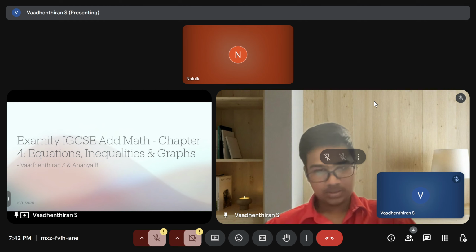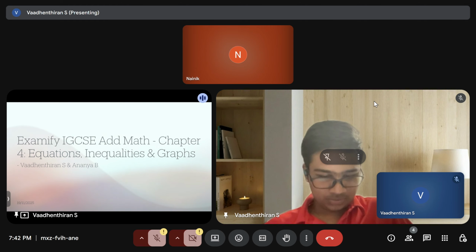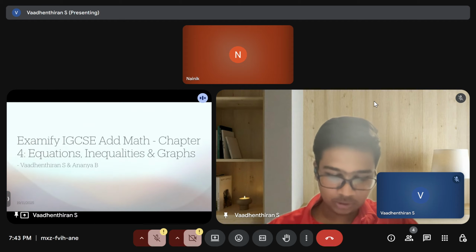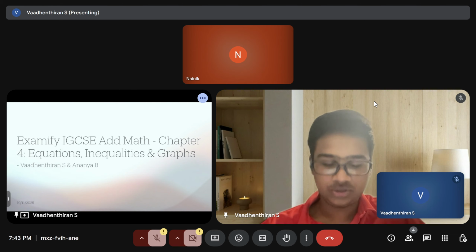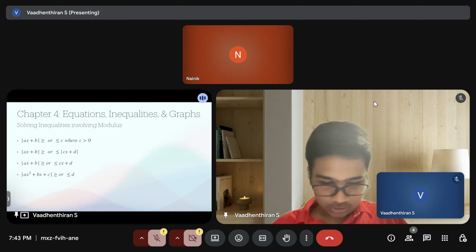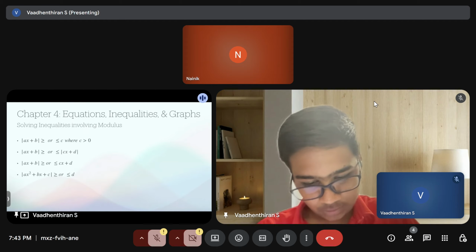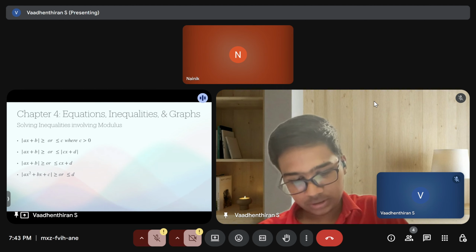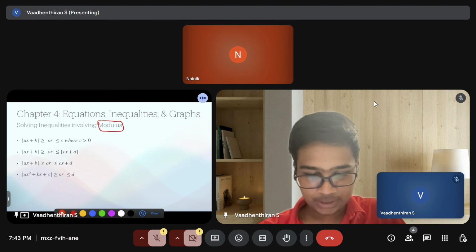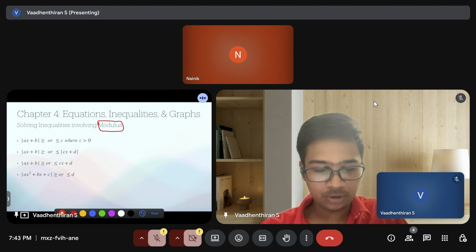Let's start then. We will be covering equations, inequalities, and graphs, and then we will be doing logarithmic and exponential functions next chapter. So first thing you need to know about when you're solving inequalities is the term modulus. We studied it in functions. So you need to solve inequalities involving functions.